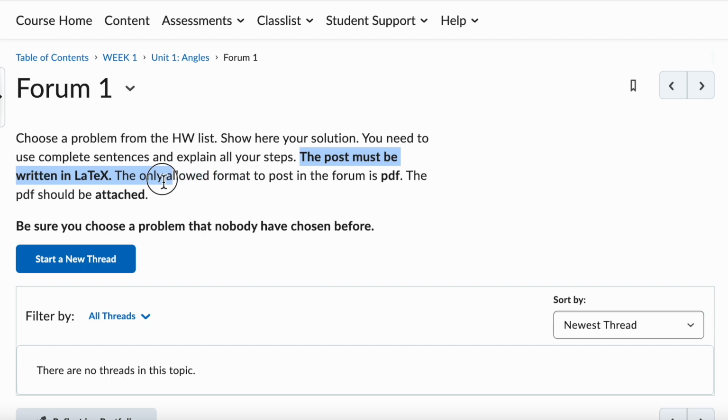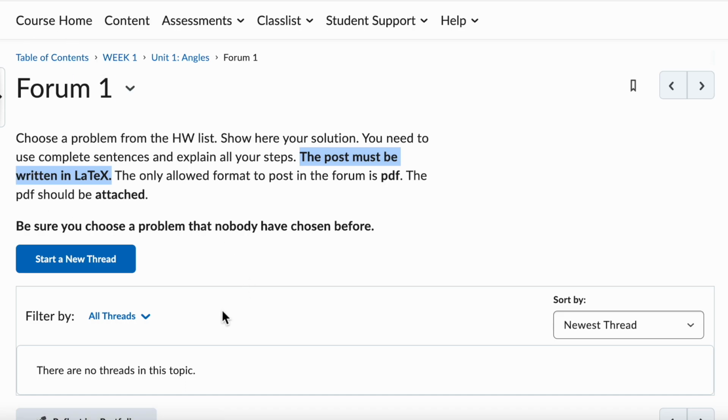And now the format. The forum should always be written in LaTeX. LaTeX is a software for writing mathematics that we're going to be using in this class. Because of that, the first thing that you have to do the first day of classes is to learn the basics of how to write in LaTeX.